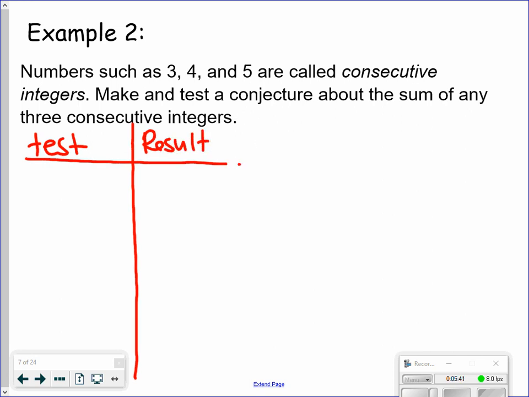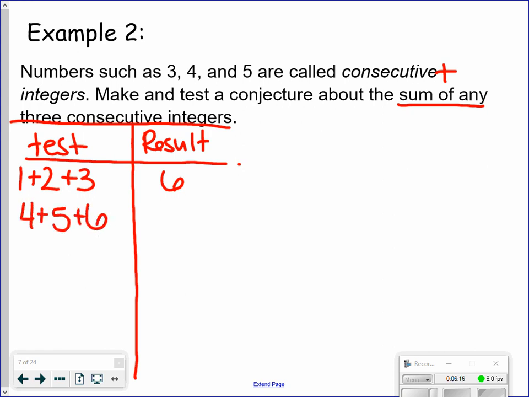So let's just pick out some keywords here. It says, make and test a conjecture about the sum of any 3 consecutive integers. Sum means to add, and any 3 consecutive integers. When they say integers, that could be positive or negative. Let's keep it simple and have them be positive. But the sum of 3 integers, so let's do 1 plus 2 plus 3. That's consecutive. And when you add them up, you get 6. Okay, let's try another one. 4 plus 5 plus 6. You get 15 when you add those together.